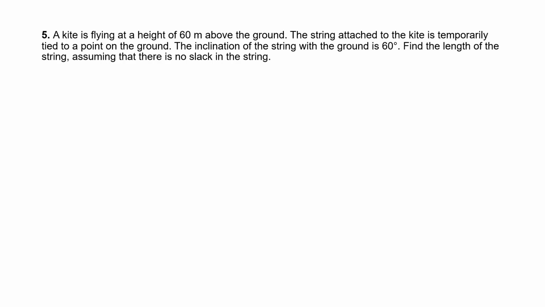A kite is flying at a height of 60 meter above the ground. Yes, the kite flying festival is over, so you all might have done that. So you are watching a kite flying at a height of 60 meter above the ground. So this is the ground, and it is flying 60 meter above the ground.